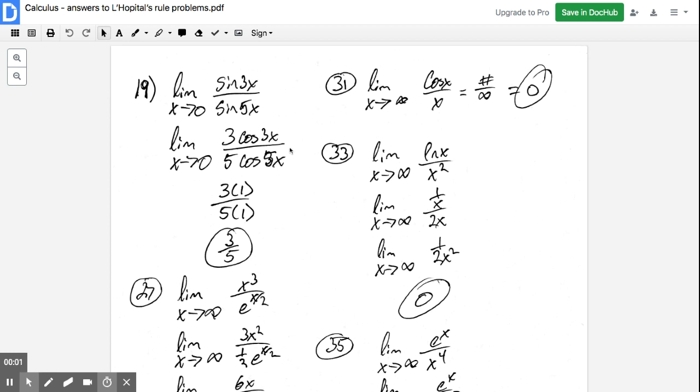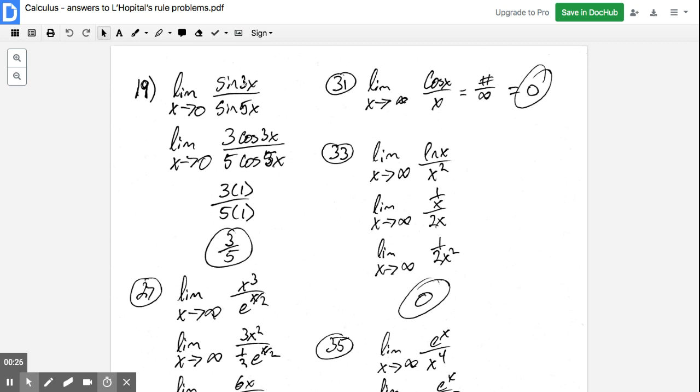All right, now we're looking at the answers to the L'Hopital's rule problems from the book. On number 19, we have the limit as x approaches 0 of sine of 3x over sine of 5x. And remember, the number one rule in finding a limit is plug in. So I plug in 0, which gives me sine of 0. Sine of 0 is 0. Plug in 0 in the bottom, which is also sine of 0, which also gives me 0.